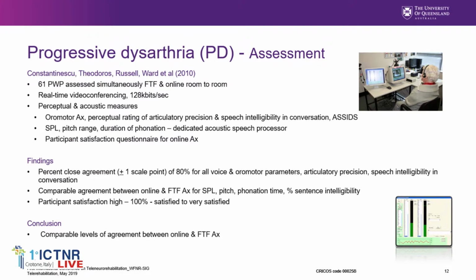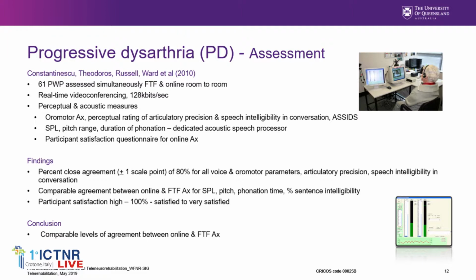So we have done some considerable work over the years in the area of Parkinson's disease, and we have looked at validating the assessment online in Parkinson's. And this was a study done way back in 2010, where we took 61 people with Parkinson's and assessed them simultaneously online and face-to-face. And this was done in a laboratory setting. And we did this with real-time video conferencing back then at 128 kilobits per second, right? So this was really low speed. And we did perceptual and acoustic evaluation of these patients.